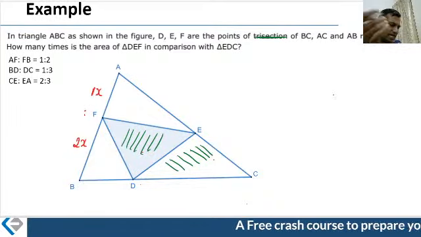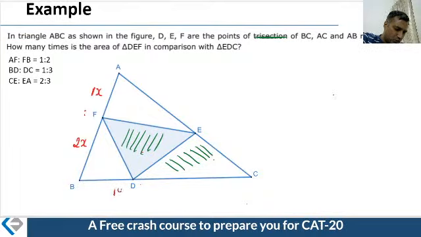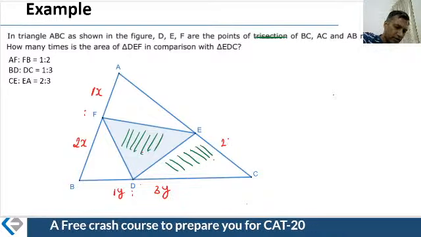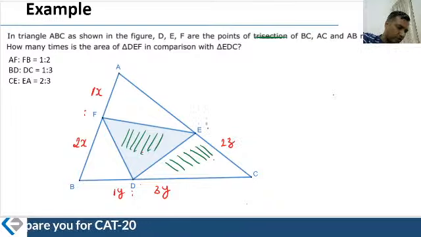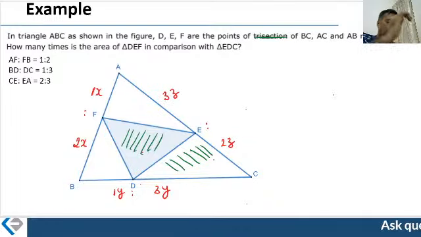Okay. Then BD and DC. If I write this as 1y, I can write this as 3y. But y is not required; anyway, for your comfort, I'm writing it. CE and EA are in the ratio: if I write it as 2z, then I should be writing this as 3z. Now, what matters to me?